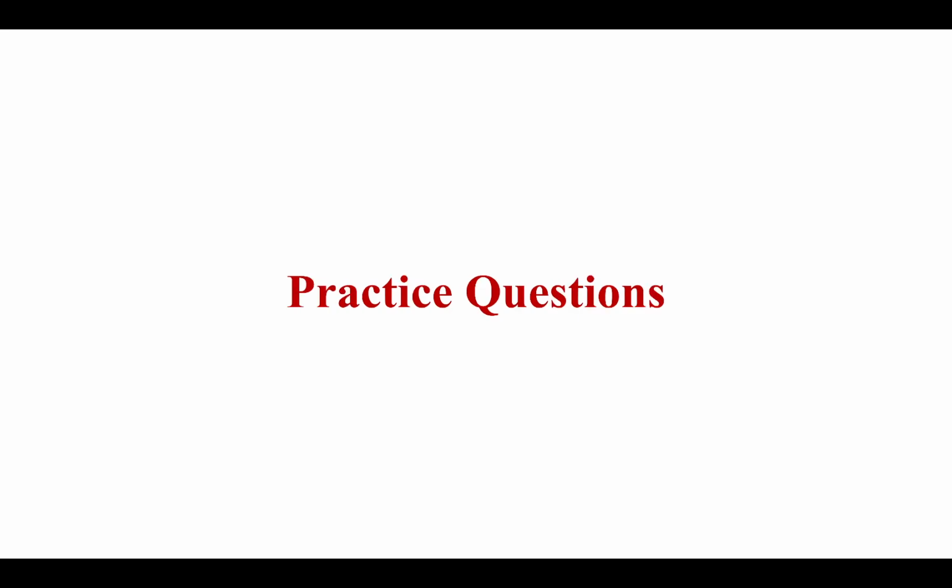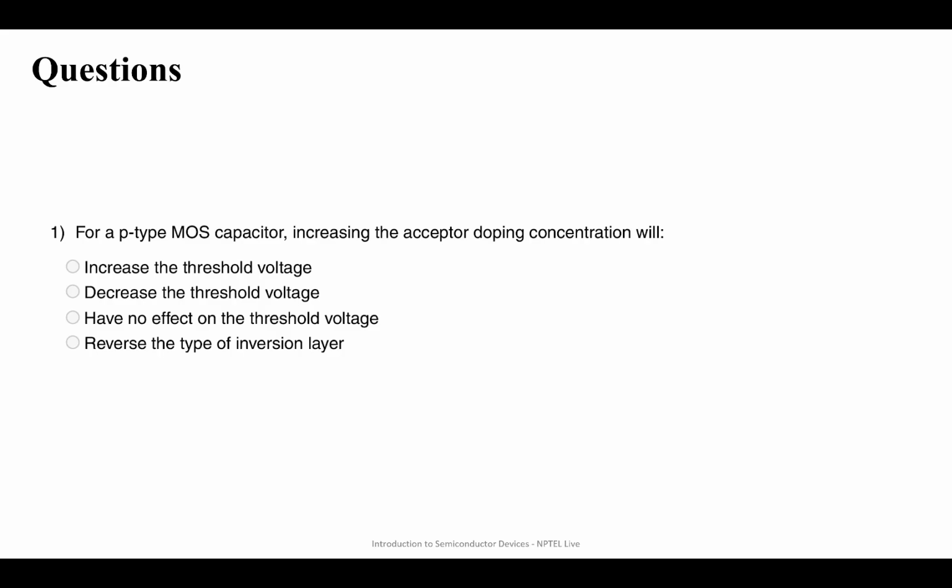So now we will do some practice questions. For a p-type MOS capacitor, increasing the acceptor doping concentration will increase the threshold voltage, decrease the threshold voltage, have no effect on the threshold voltage, or reverse the type of inversion layer. You can write your answer in the chat or you can speak your answer.